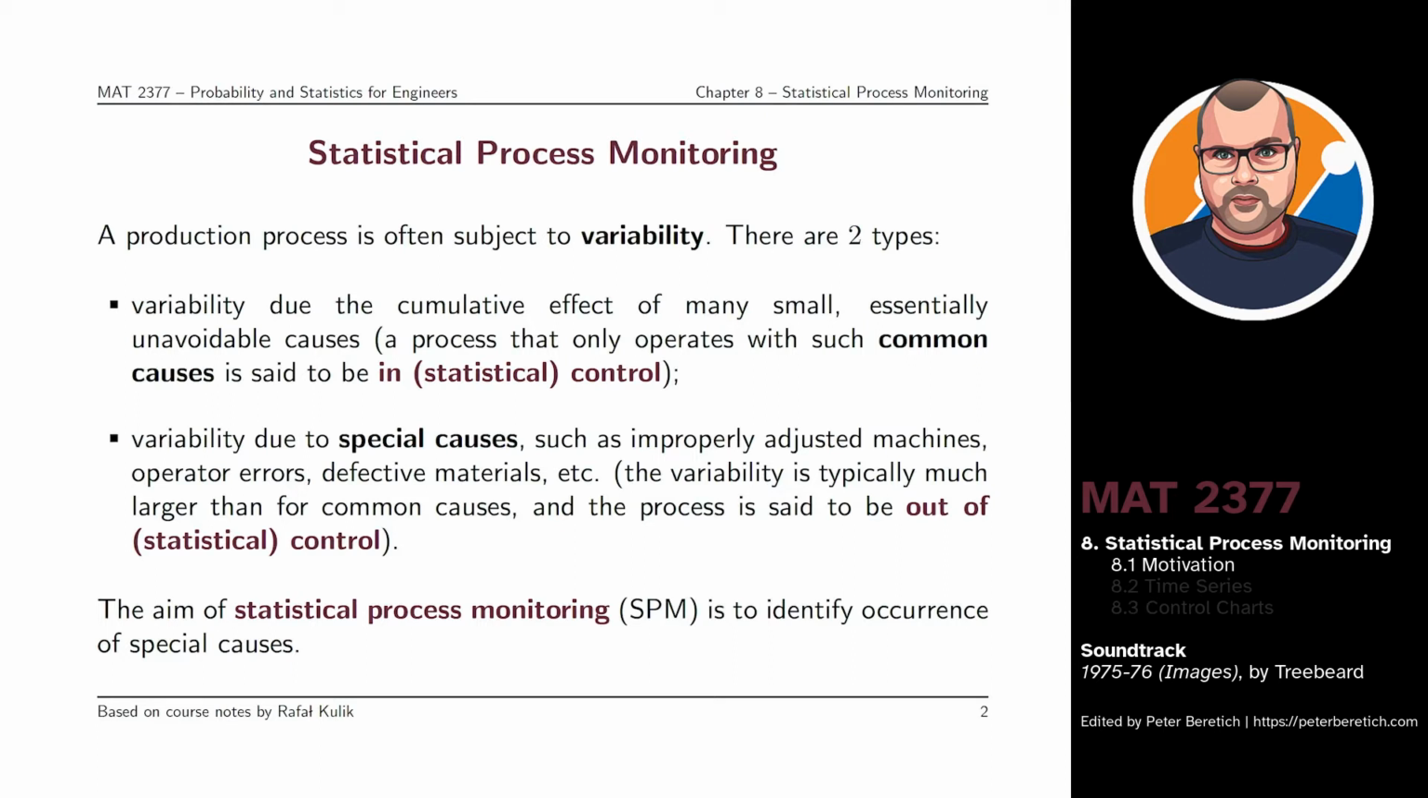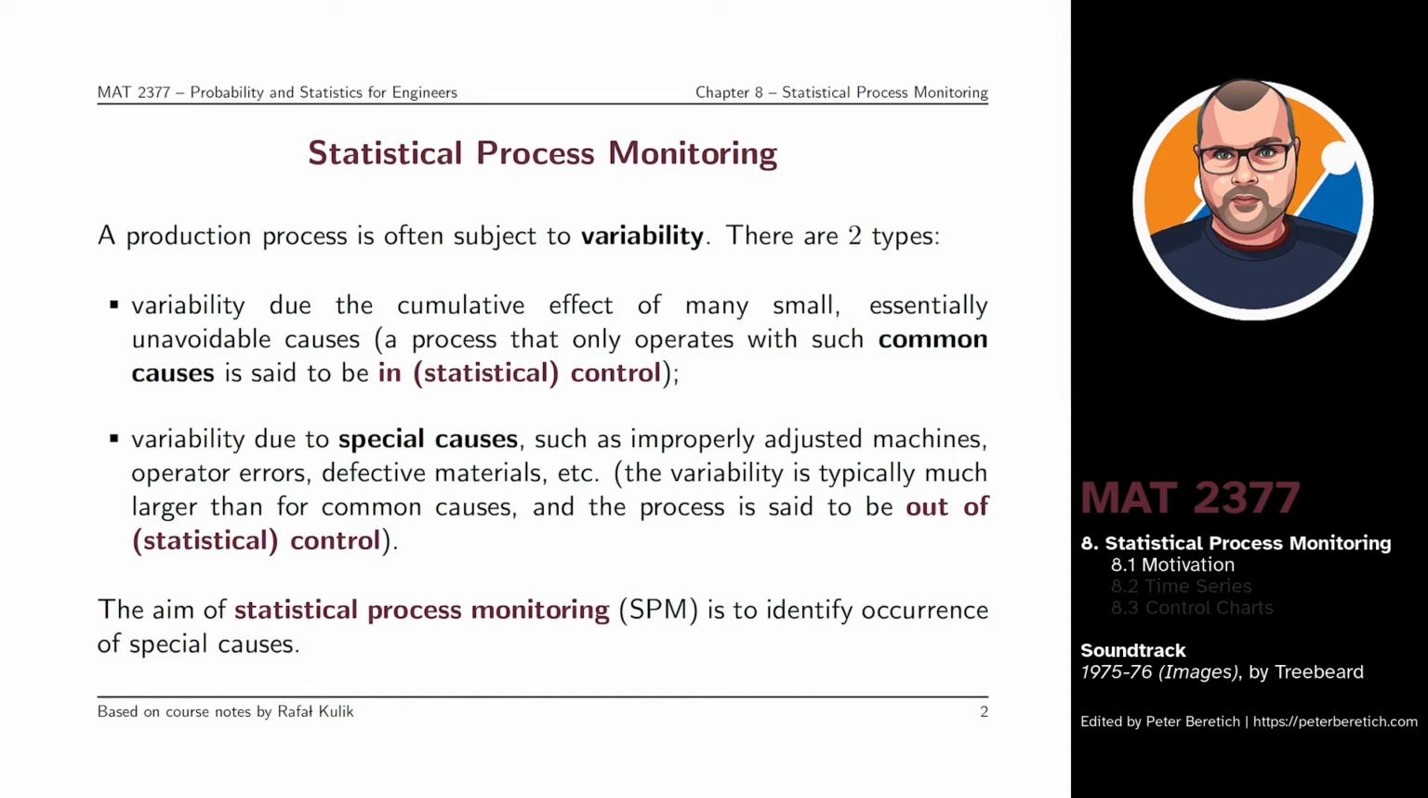And then there's variability due to special causes: improperly adjusted machines, operators that systematically make the same errors. Perhaps you've purchased defective materials to produce your gizmos. The variability here is typically much larger than for common causes. And when that happens, we say that the process is out of statistical control.